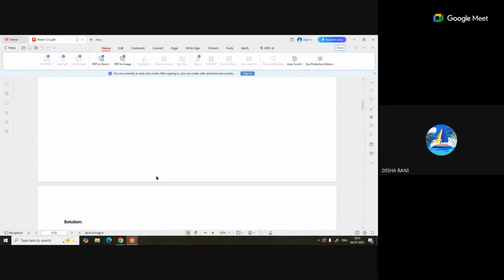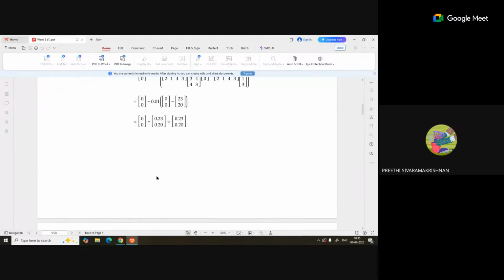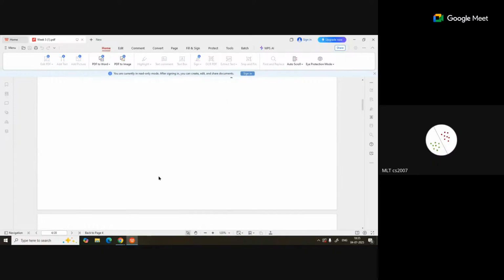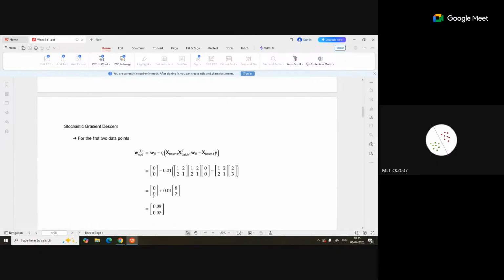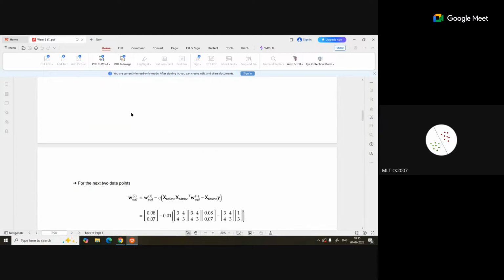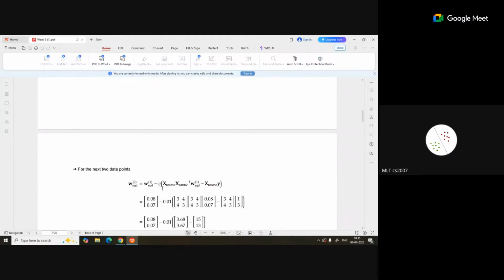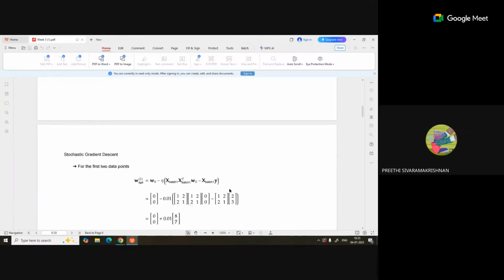For the SGD, the initial ones will be 0, 0 only. No, I think it shouldn't be like that. So this is the formula, right? This is the first step, and for the second step you'll have to use the first one. Whatever you have got in the first step, you'll have to use in the second step.